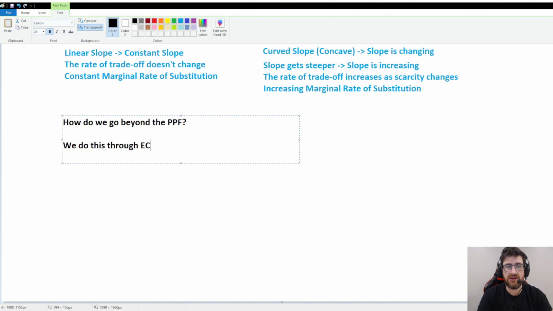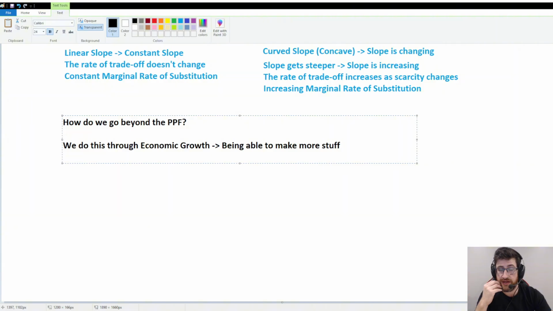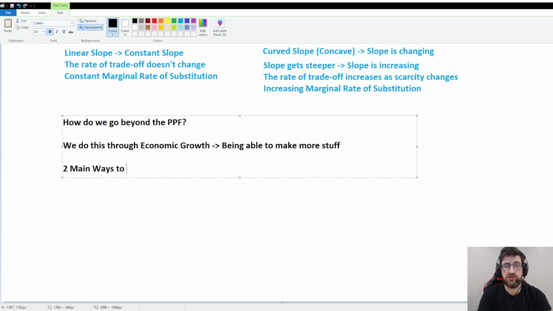is through economic growth, right? Economic growth is going to be a fundamental concept, especially in the macro-focused videos coming up later. But economic growth is simply being able to make more stuff, okay? It's a very plain English definition, but basically, I just want to make more stuff, right? More stuff is good, so therefore, I want to do it. And the question is, how do I do it?